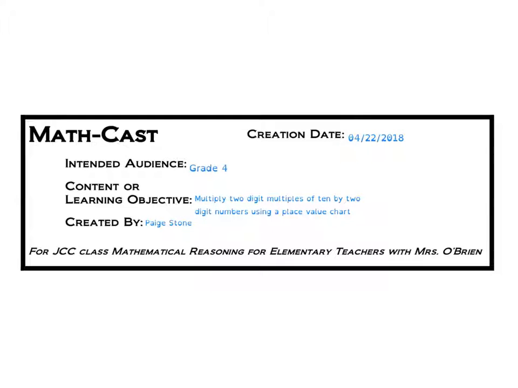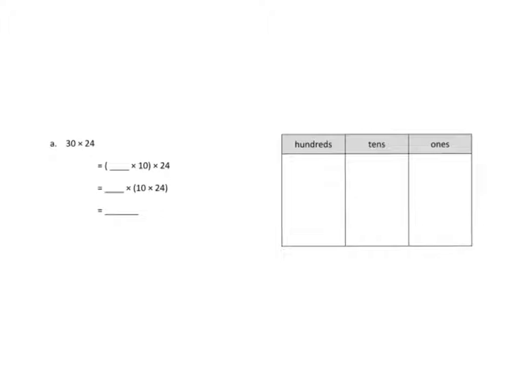The learning objective is multiplying 2-digit multiples of 10 by 2-digit numbers using a place value chart. So the question is asking us to do 30 times 24. For our equation, we're going to do 3 times 10 times 24. And then we're going to put the parentheses around the 10 and the 24 because that's what we're going to do first. So we just have to bring that 3 down.